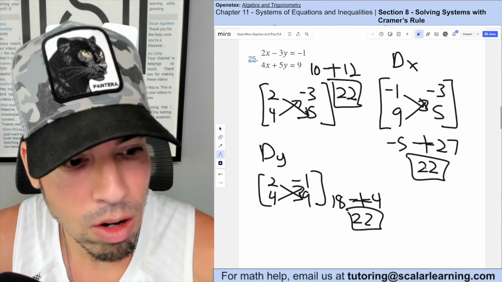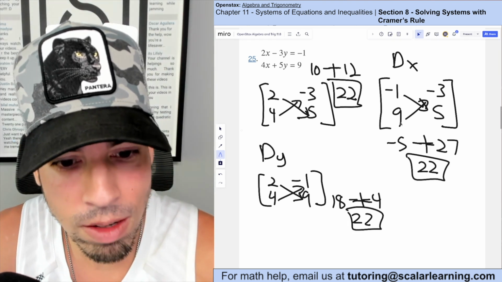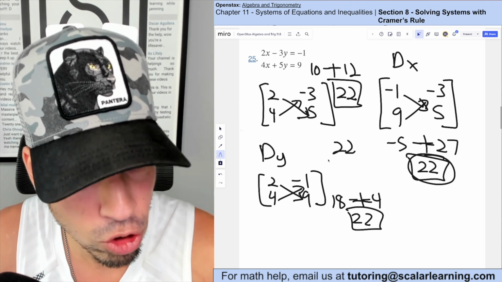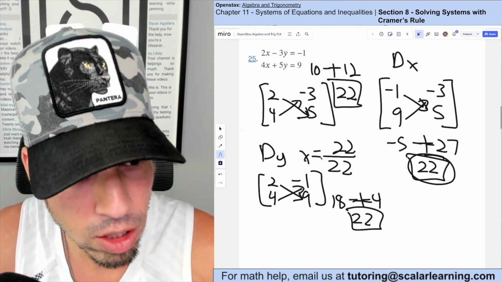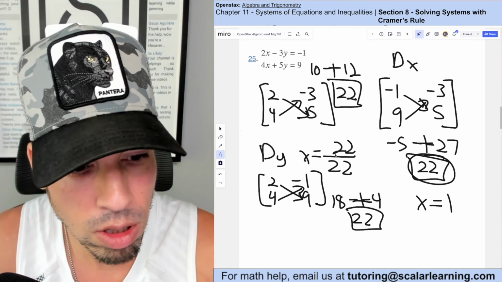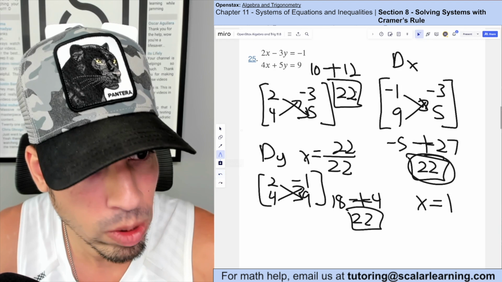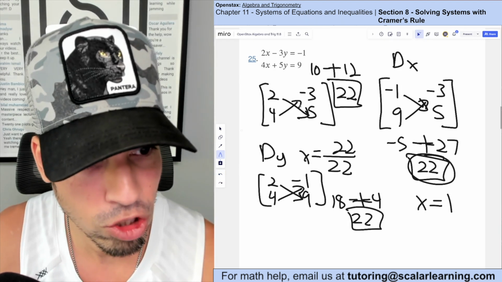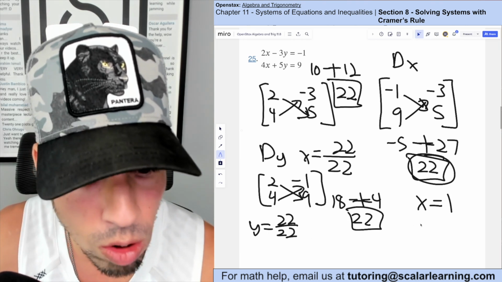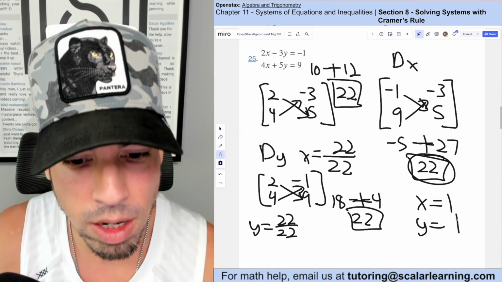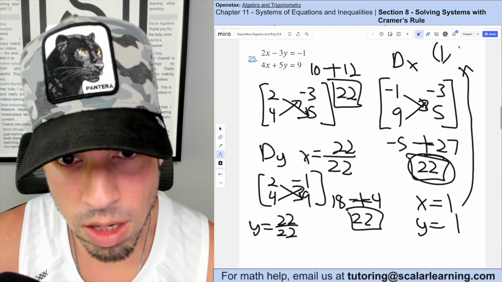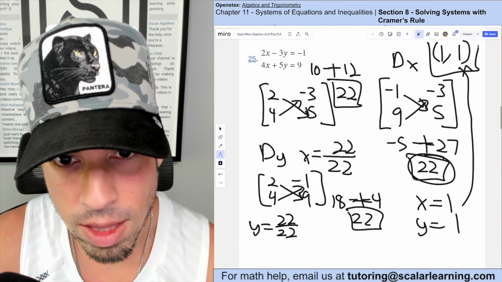Now to get our x value, we take the determinant of the x matrix, which is 22, and divide it by the determinant of the original matrix, which is 22. And that's our x value, and that's just going to reduce to 1. So x is equal to 1. Now for the y value, we take the y determinant, which is 22, divided by the determinant of the original matrix. So again, that's 22 over 22, which is also 1. So we have 1, and 1 is the solution. So last but not least, placing this in coordinate format, we got 1, comma 1. There's your solution. That's how you do it.